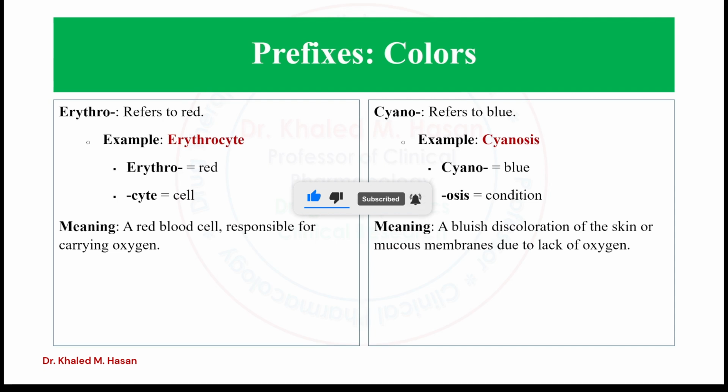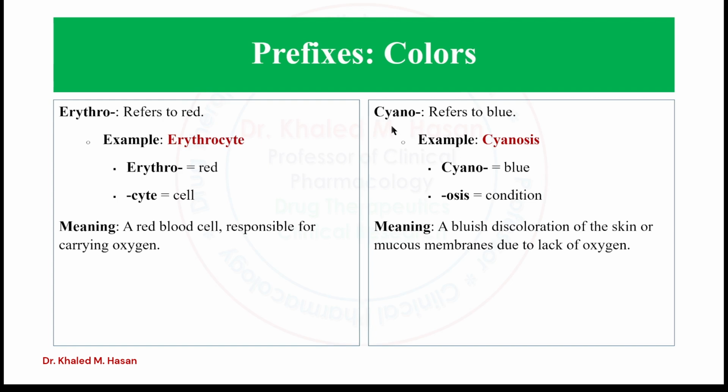Continuing with the color prefixes, we have erythro, which refers to red, and then we have an example for that. Erythrocyte: erythro means red, and cyte means cells. Erythrocyte means red blood cells, responsible for carrying oxygen and other nutrients to the human body.